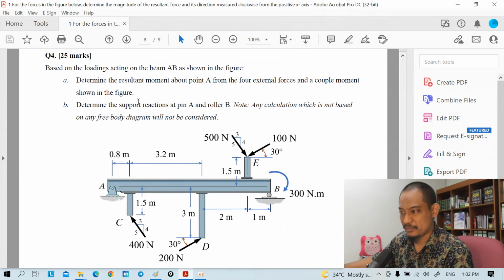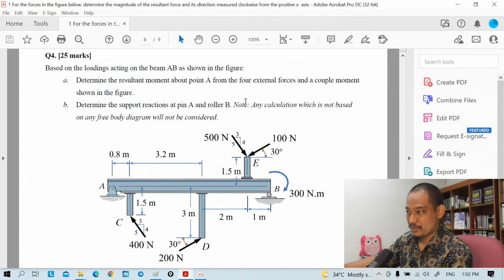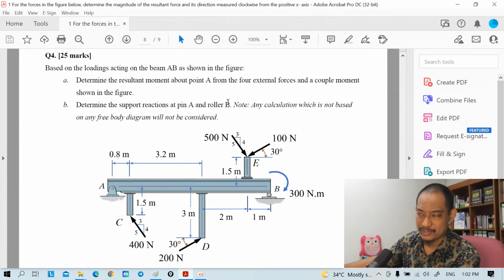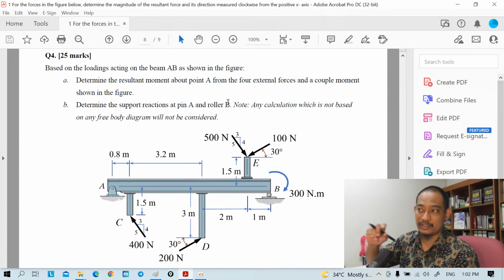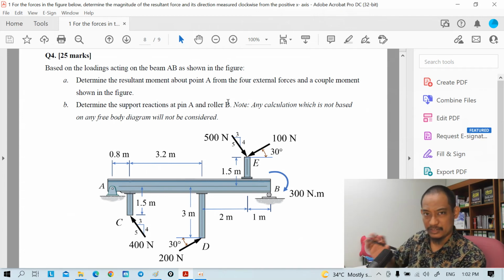Yep. And then determine the support reaction at pin A and roller B. Note, any calculation which is not based on any free body diagram will not be considered. Right, that should go without saying actually, meaning that if you do not draw a free body diagram, how can you establish any equation of equilibrium? You cannot, because of the direction, etc. Right?